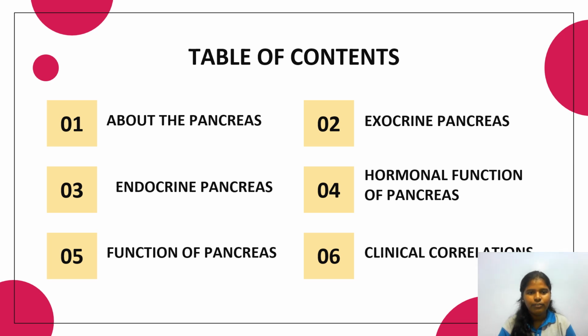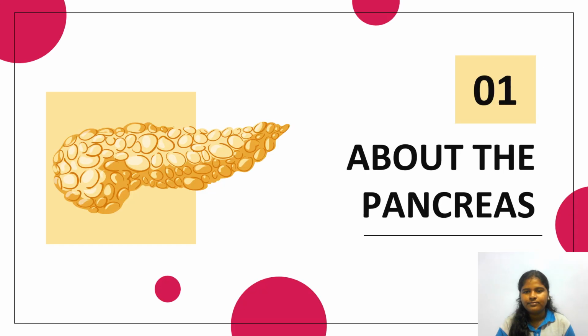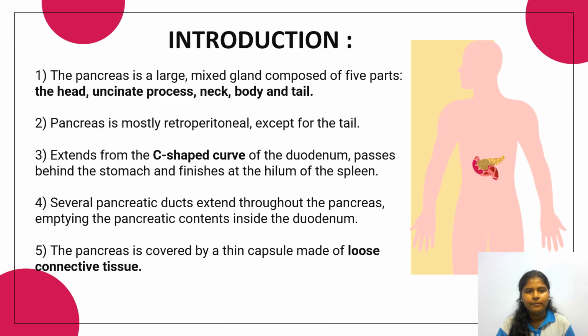The table of contents is: about the pancreas, exocrine pancreas, endocrine pancreas, hormonal function of the pancreas, and clinical correlation. Here I will be discussing the pancreas.